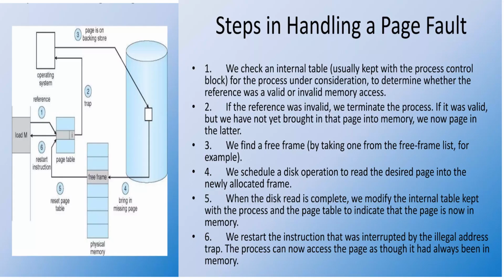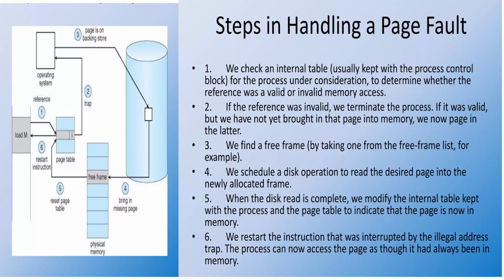Here, we see the steps in handling a page fault. 1. We check the internal table, usually kept with the process control block, for the process under consideration to determine whether the reference was a valid or invalid memory access. 2. If the reference was invalid, we terminate the process. If it was valid, but we have not yet brought that page into memory, we now page it in.